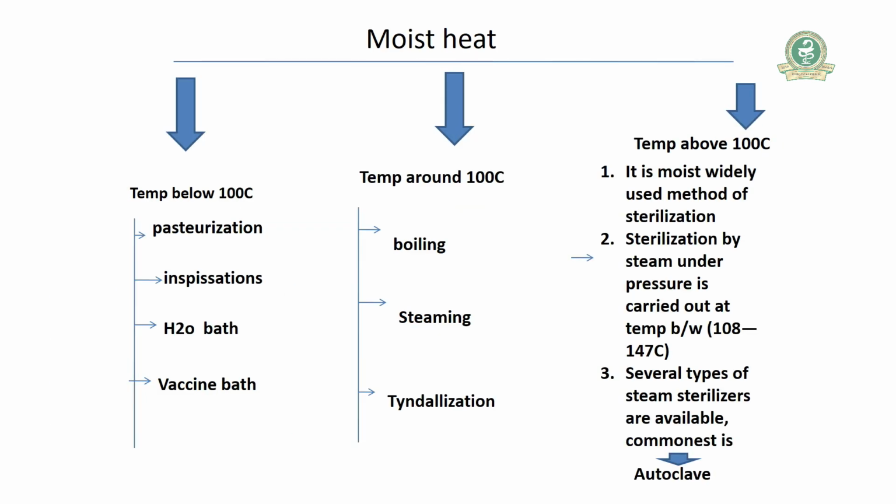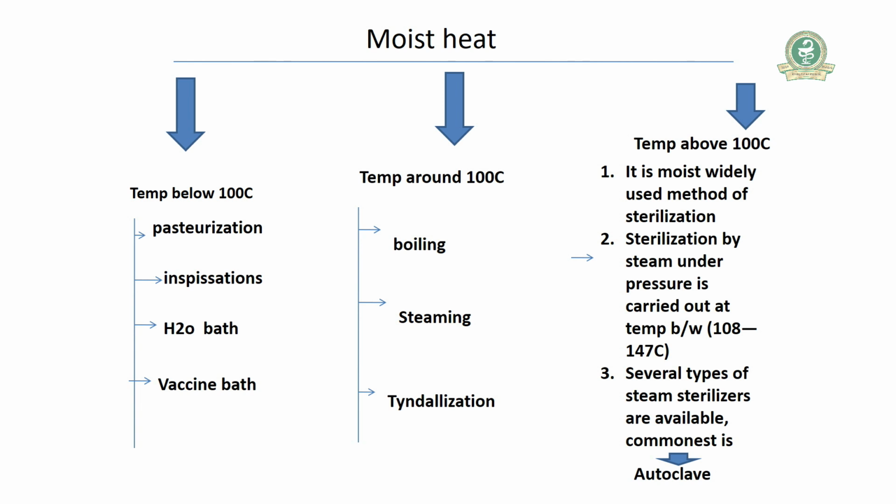Moist heat. In moist heat we can use three types of temperature: temperature below 100 degrees centigrade, in the second we can use around 100 degrees centigrade, and the third is above 100 degrees centigrade.